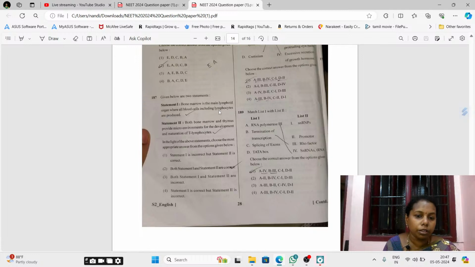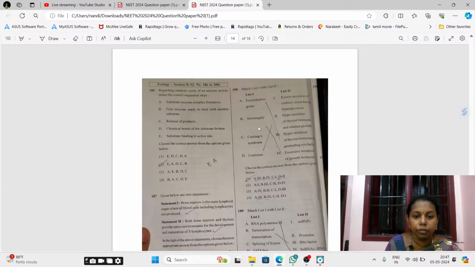187. Bone marrow is the main lymphoid organ where all blood cells including lymphocytes are produced. Yes, it is produced, correct statement. Both bone marrow and thymus provide microenvironment for the development and maturation of T lymphocyte. Yes, thymus also produces T lymphocyte, which is also correct. So statement 1 and statement 2 are correct.